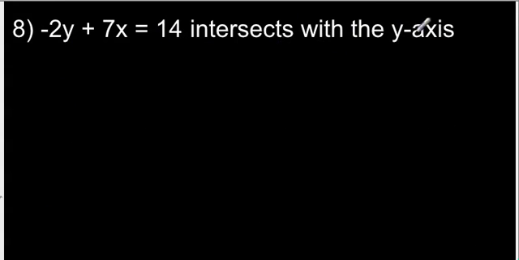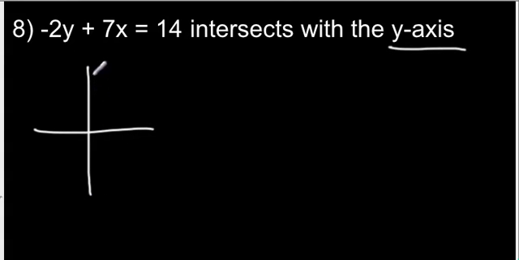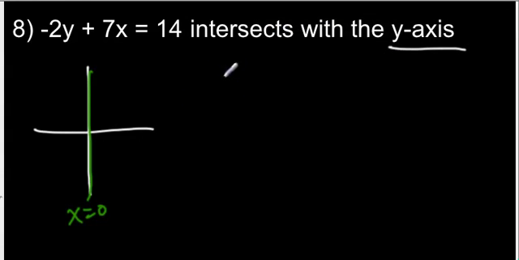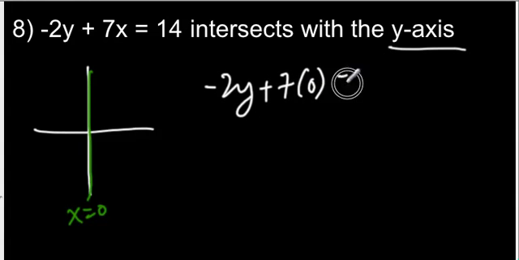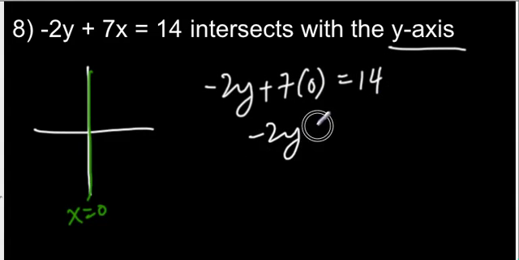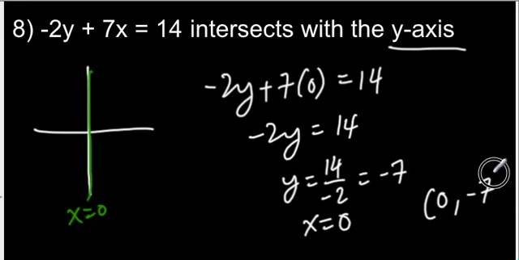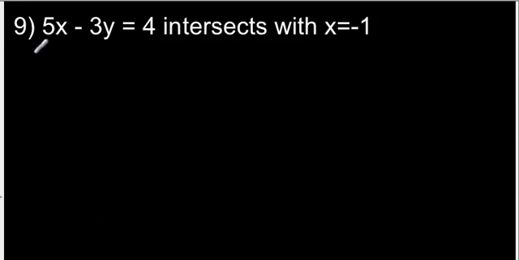Let's move on to number 8. So again, y-axis, right? As we just said over here, the y-axis is x equals 0. So same deal, nothing really different this time. So it's going to be negative 2y plus 7 times 0 is equal to 14. Negative 2y is equal to 14. y is equal to 14 divided by negative 2, which is negative 7. Again, x is equal to 0, so our point of intersection is 0, negative 7. Okay, number 8.